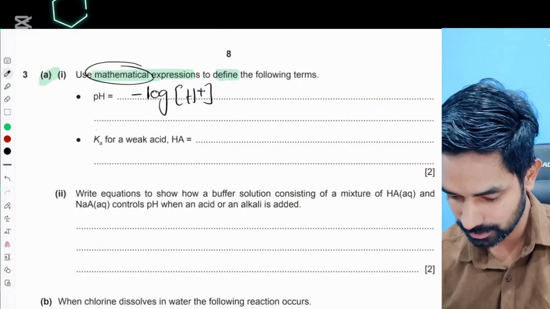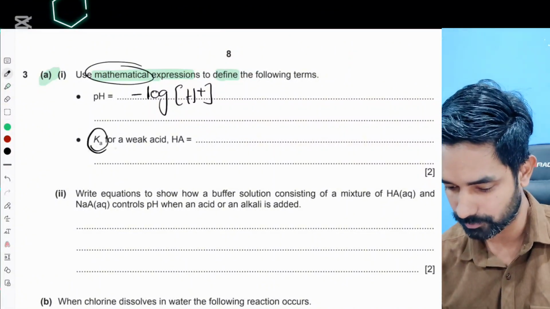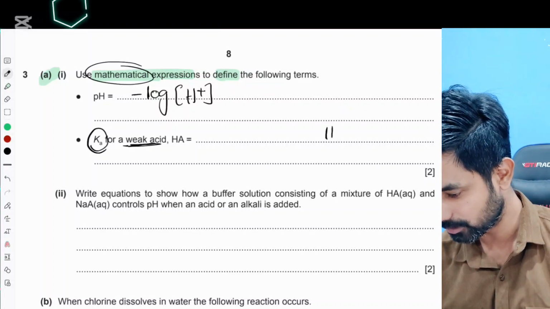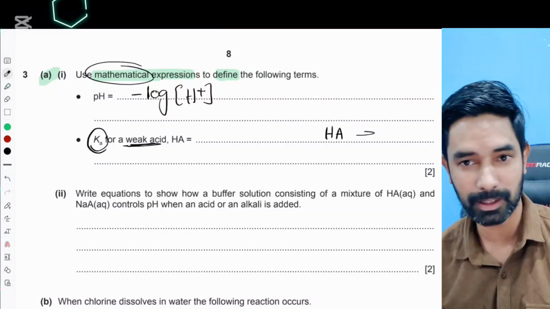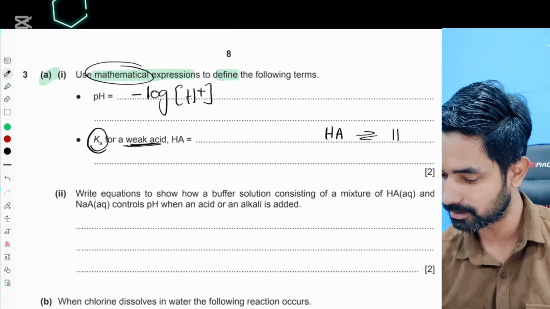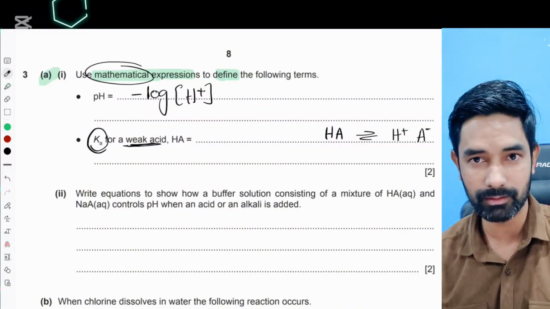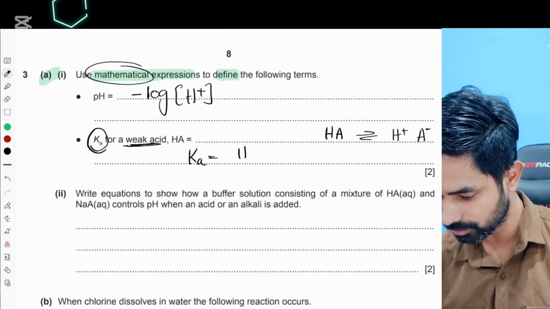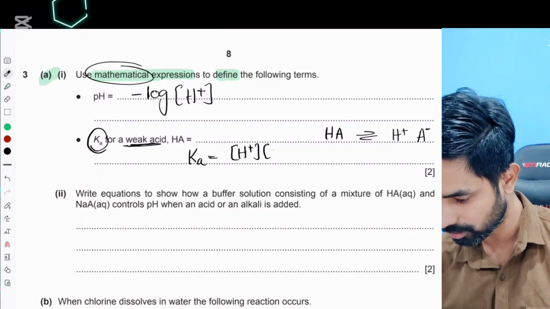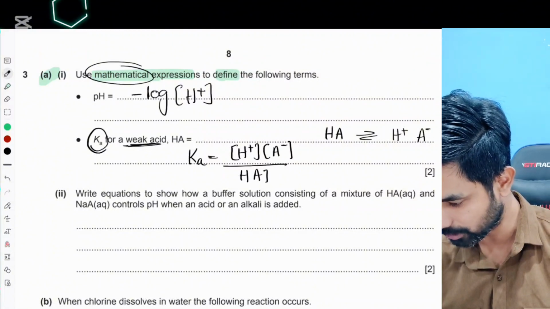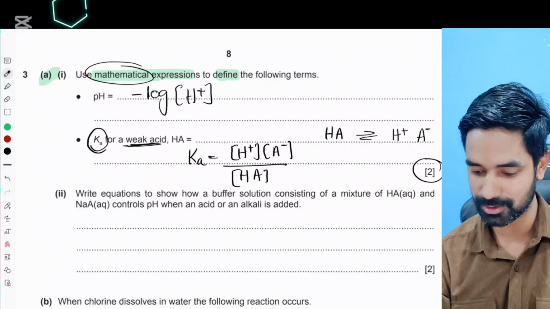And the second is Ka. We know that Ka is always written for a weak acid, or a weak acid, you have HA. Let's write its ionization first. A weak acid is partially ionized, producing hydrogen ions and anion. So we can write the Ka then. Ka would be the concentration of the products over the concentration of the original acid. So you can get 2 marks by writing this expression.